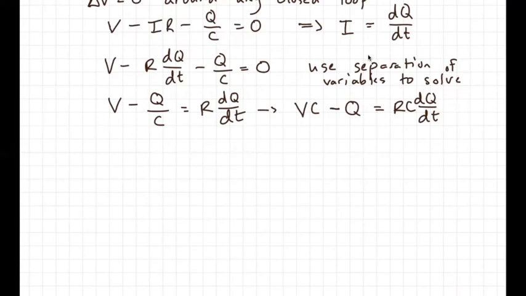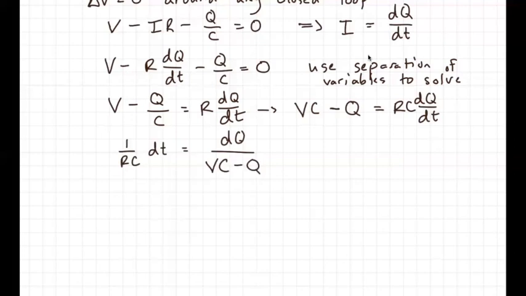So if I do some rearranging here, I can write this as 1 over RC times dt. So I multiplied both sides by dt over RC, and then I divided both sides by VC minus Q. So now I've got something on the right side that just has dq as a function of q, and on the left side, dt is a function of t. There is no t here, so it's just an integral of dt with a constant on it.